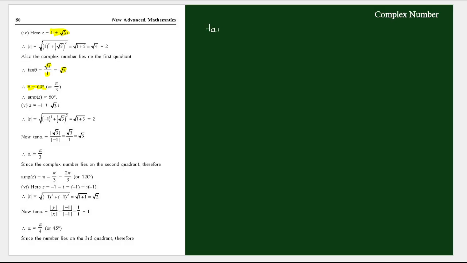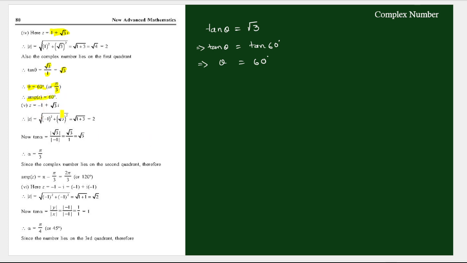Here we have got tan theta as how much? Root 3. So tan 60 degree is root 3. So therefore theta will be how much? 60 degree. So that is why we have written theta equal to 60 degree or pi by 3. Pi is how much? 180. 180 divided by 3 is 60. And the amplitude of z is 60 degree.